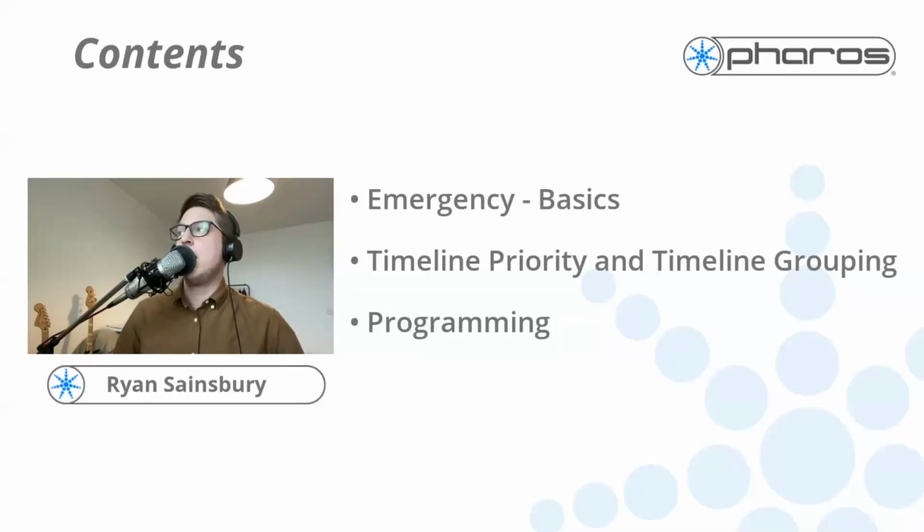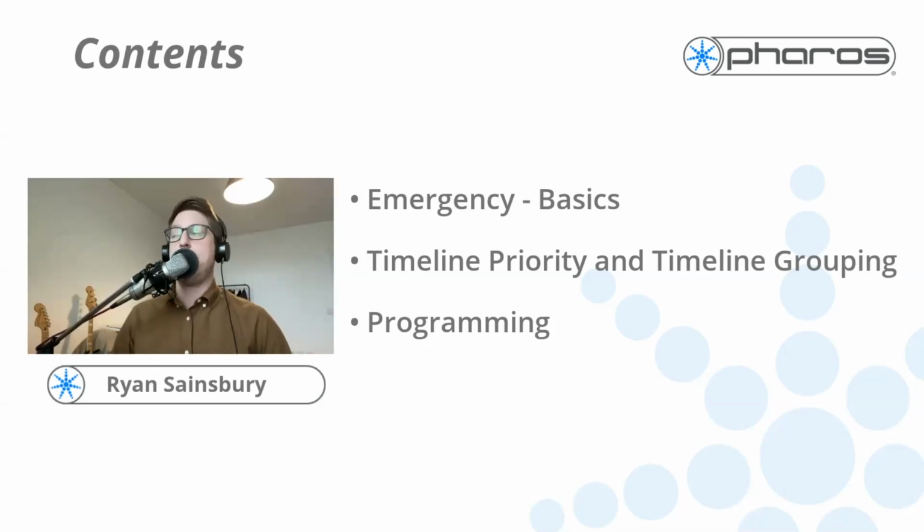So today's webinar is all about integrating with an emergency system and how you can do that with a Pharos controller. I've split this webinar up into 3 parts. There's the emergency systems, where we talk about the typical kinds of systems that you'll be integrating with and some of the basics. Then we're going to be talking about timeline priority and also how you can group timelines as well, which is a particularly useful feature for this type of programming. And then finally, I'm going to give you some demonstrations and some examples within Designer as to how you can take the top 2 things and implement that into your programming.